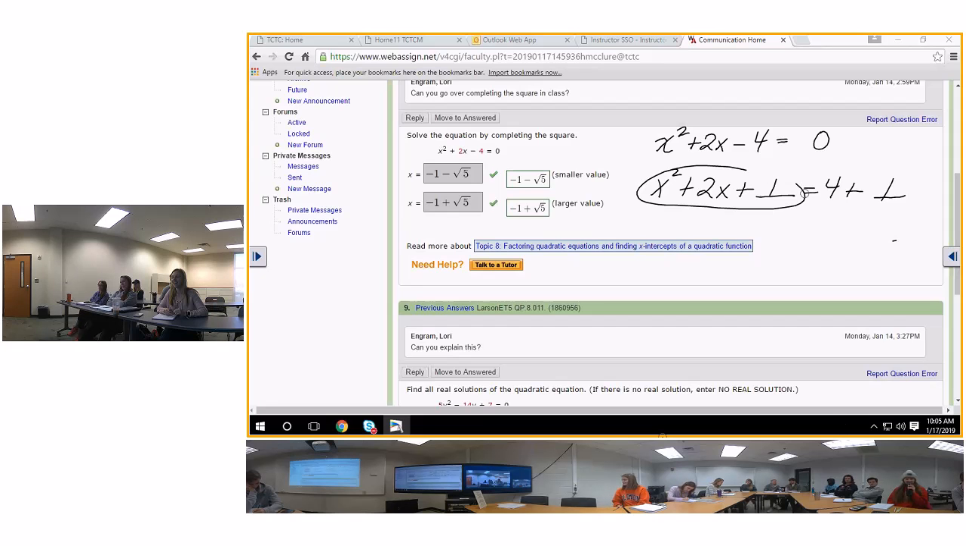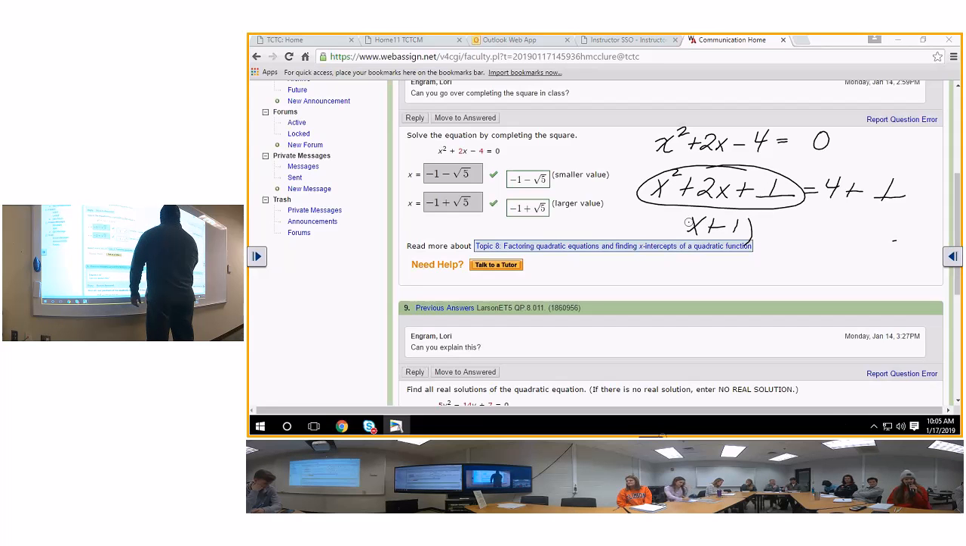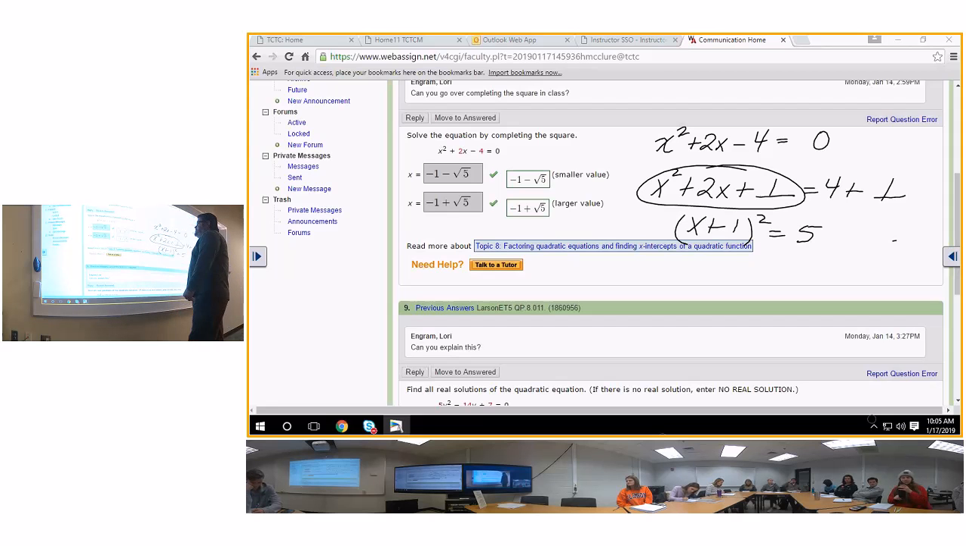Shortcut number 1: x plus 1 quantity squared is equal to 5. So our vertex, and I'll go over here to where we can write, vertex is what?